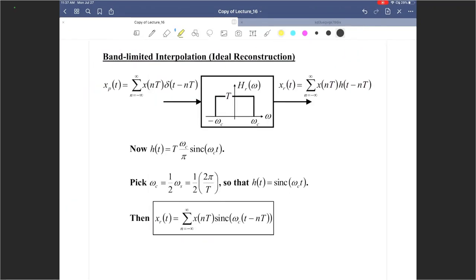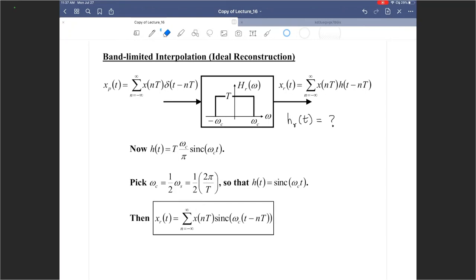Now let us come to the topic of ideal reconstruction. Ideal reconstruction is a low pass filter, but let me ask you guys this. If I pass a signal through this ideal low pass filter, H sub R of omega, so it's a rectangle in the frequency domain, what is it in the time domain? My question is, H sub R of t, what shape does this have? Well, if it's a rectangle in frequency, it has to be a sinc function in the time domain.